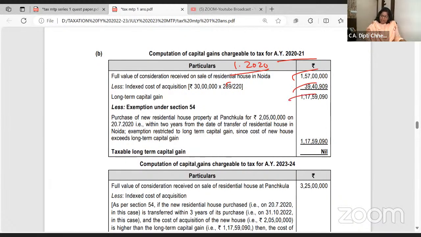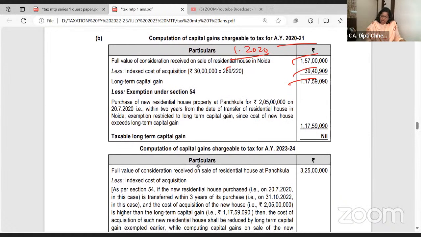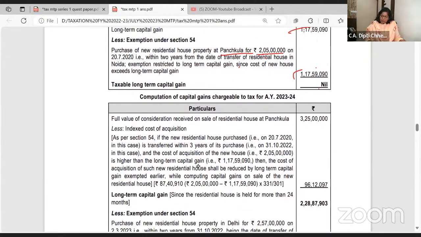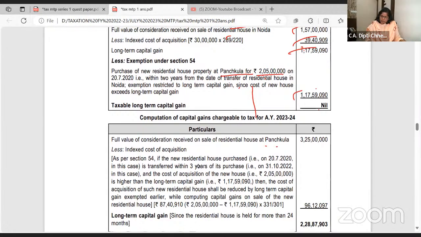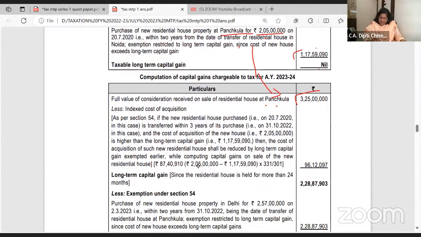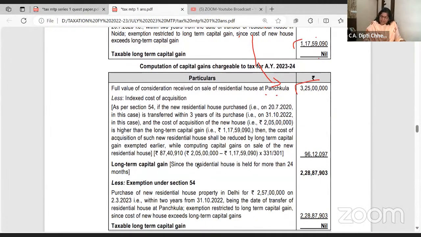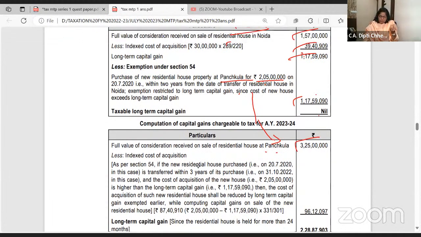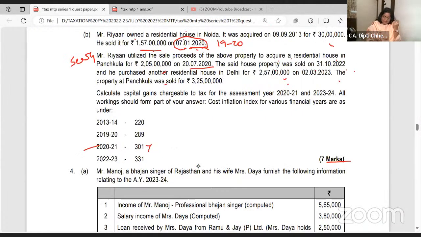Okay, and you are getting capital gain. Now, new house he purchased for 2,05,000. So, cost of new house or capital gain, whichever is lower, you will deduct it and nil. Now, this Panchkula house also, he has sold again for 325. Literally, I can show you papers, answer sheets, where students have said, okay, this house though within some time only it is sold now. So it is short term. If you want to check the dates, 1 minute. Hum dates check karenge na.